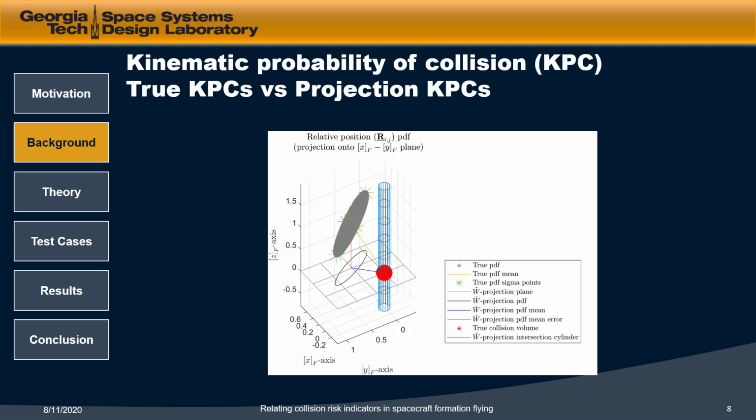We will assume continuous relative position PDFs for this discussion. The grid contour you see represents a three-dimensional relative position PDF. Although only a contour is shown, such PDFs are generally defined in the entire three-dimensional Euclidean space. The red region is the true collision region, meaning that a collision event, as defined in the previous slide, occurs when the relative position between agents is in that region. Therefore, the kinematic probability of collision, or KPC, is the probability mass of the relative position PDF that is inside the collision region. The plane with gray grid is called a projection plane.